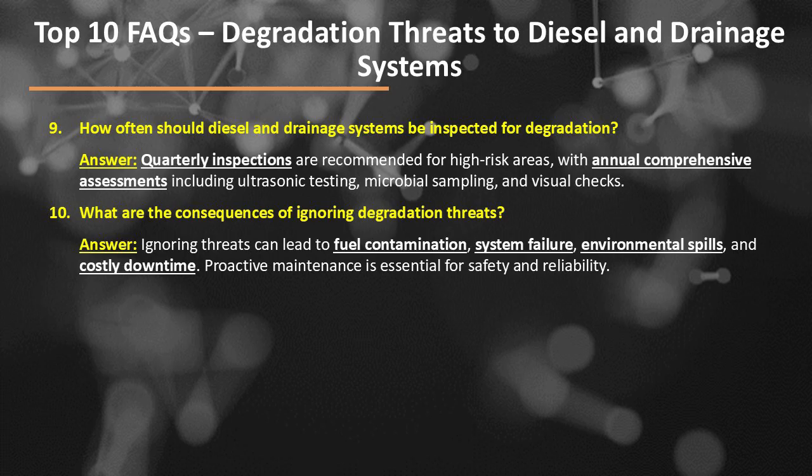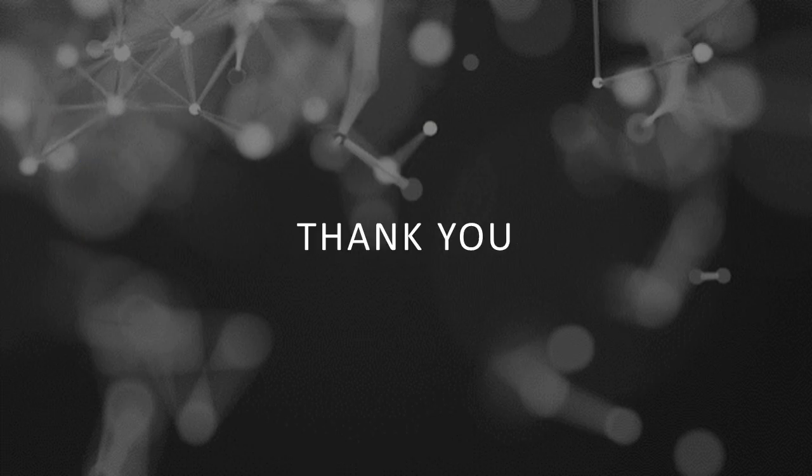Question number 10. What are the consequences of ignoring degradation threats? The answer is, ignoring threats can lead to fuel contamination, system failure, environmental spills, and costly downtime. Proactive maintenance is essential for safety and reliability.